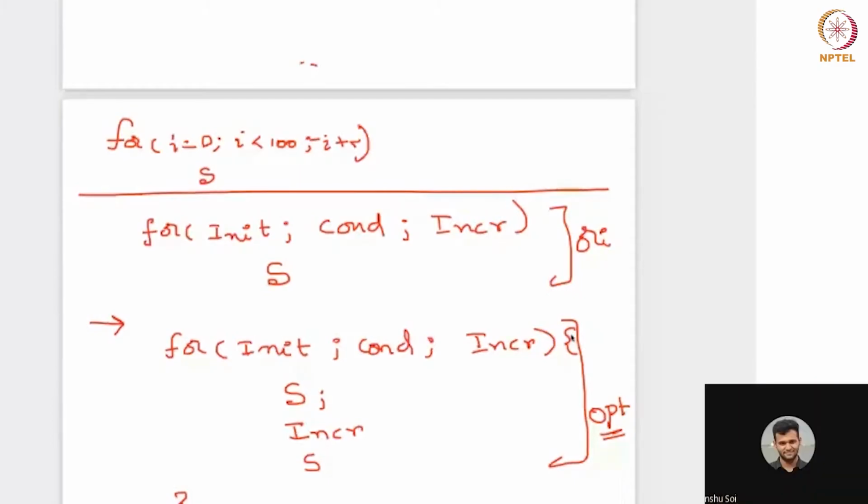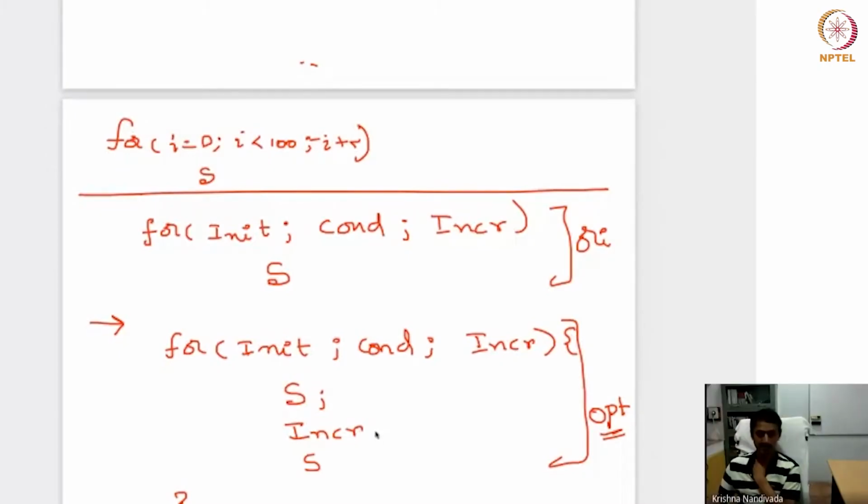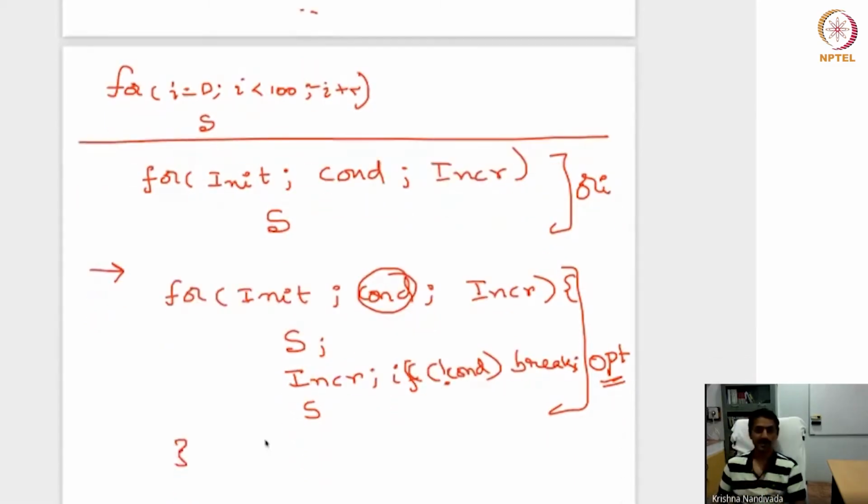You will have to check the condition after the increment. Very good. That's one more thing that's pending. If I am adding this condition, rather, if not condition break, then I haven't gotten all the benefits of unrolling that I talked about. Let us say I know this condition. Can I do anything better?